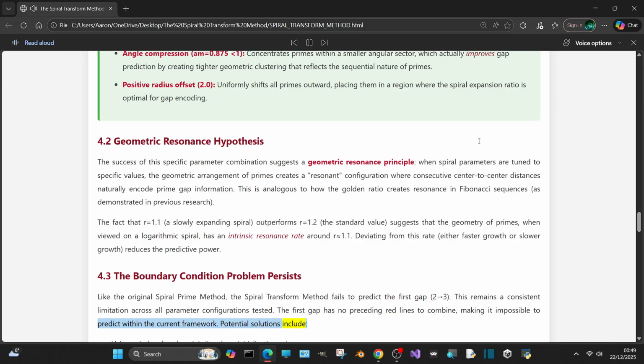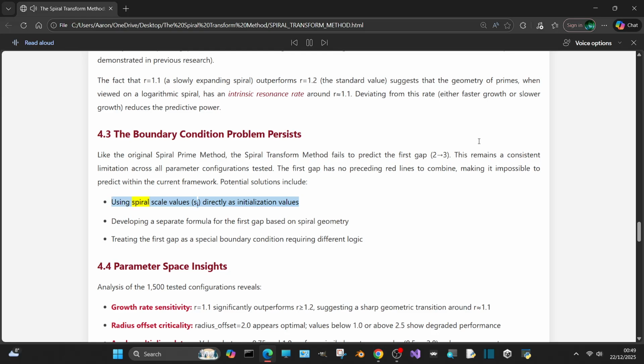Potential solutions include using spiral scale values, psi, directly as initialization values. Developing a separate formula for the first gap based on spiral geometry. Treating the first gap as a special boundary condition requiring different logic.